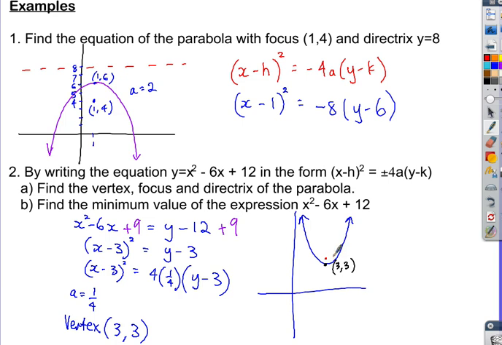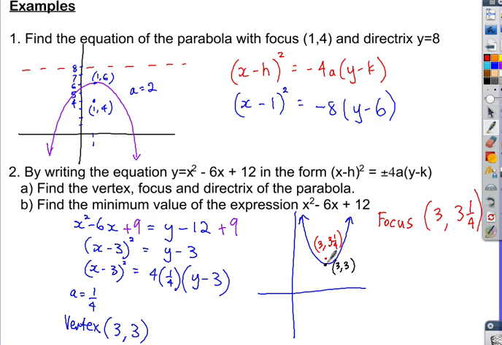So the focus will have the same x value as the vertex, but the y value has just been increased by a quarter. So the new y value is going to be 3 1/4. Okay, so it's 3, 3 1/4. And I'll just write that over here. The focus is 3, 3 1/4.